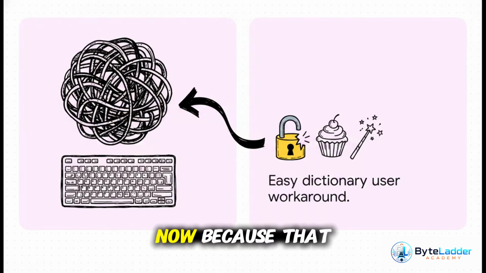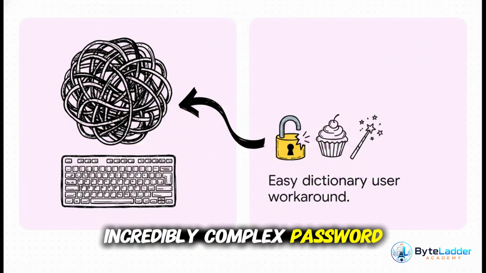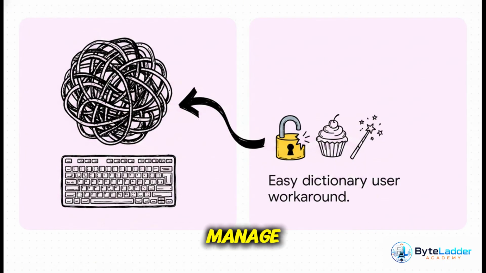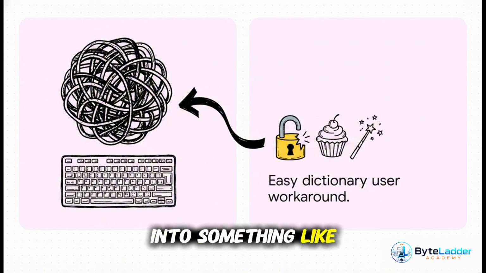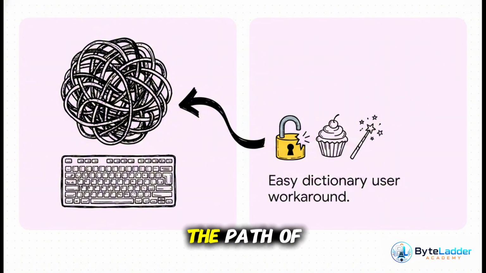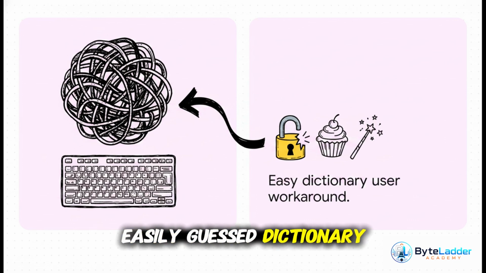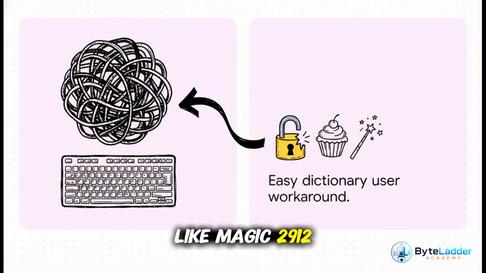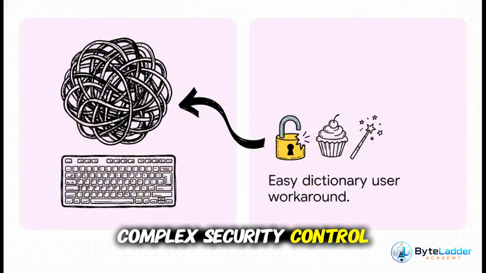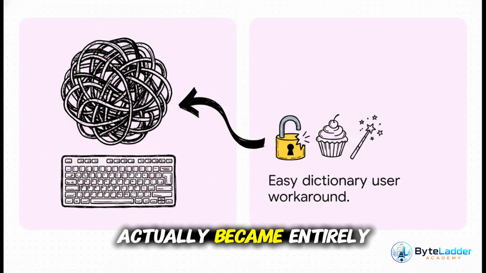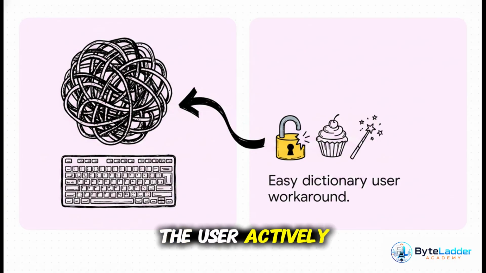Now, because that incredibly complex password is such a total nightmare to manage, memorize, or type into something like a TV remote, users just take the path of least resistance. They immediately log in, bypass the strong security, and change the password to an easily guessed dictionary shortcut like Magic2912 or Cupcake#1. By trying to force an overly complex security control on an everyday user, the system actually became entirely insecure. The user actively downgraded the security just to get the device to be usable.